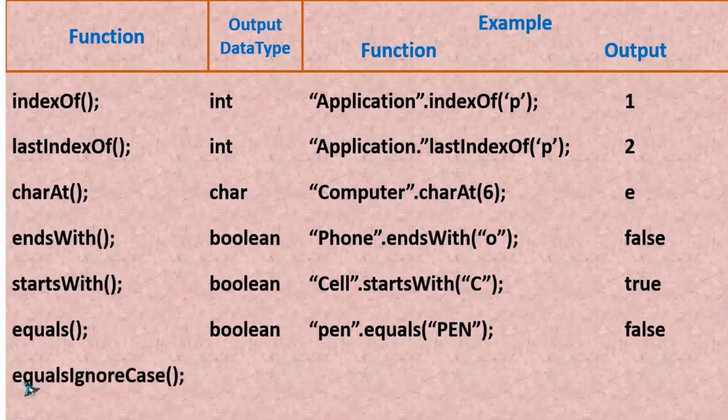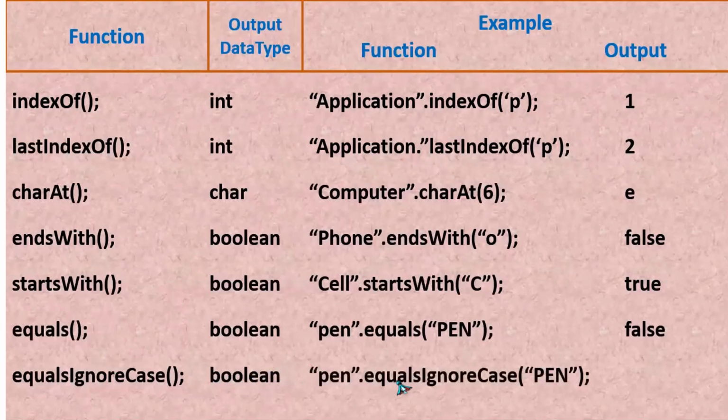Next we have equalsIgnoreCase. It is going to check whether both the given strings are equal or not by ignoring the case, whether it is in uppercase or lowercase. So it is Boolean type again. "pen".equalsIgnoreCase("Pen"). So both are equal if you ignore the case. So it is going to be true.